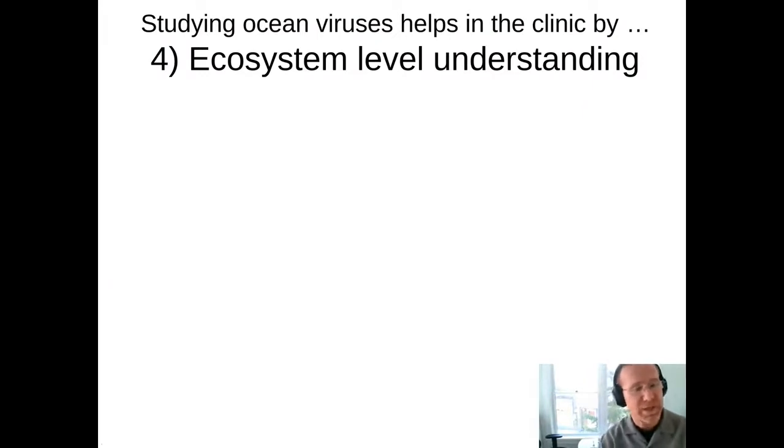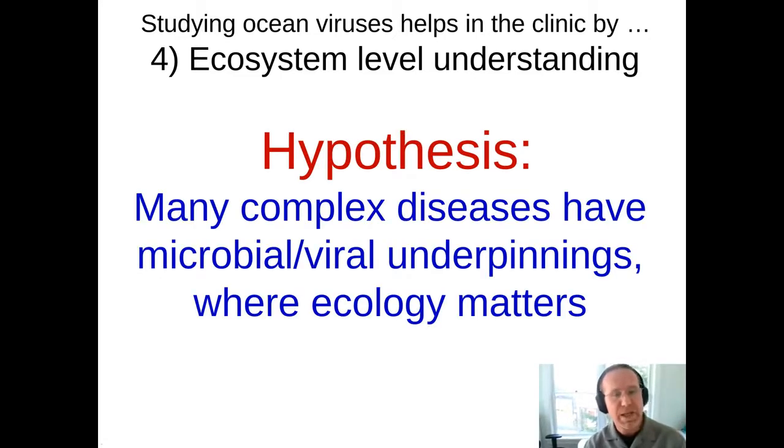So there's 3 ways that viral ecology can help. A 4th way is simply this idea of ecosystems level understanding. And here the hypothesis would be that many complex diseases have microbial or viral underpinnings, where the ecology of those interactions might matter.